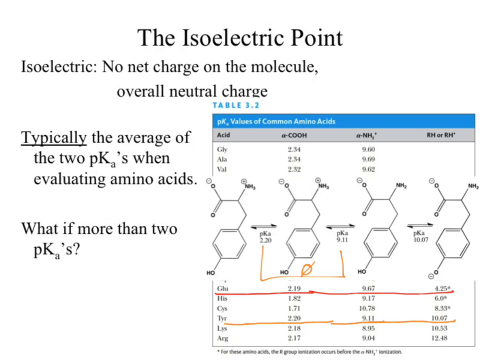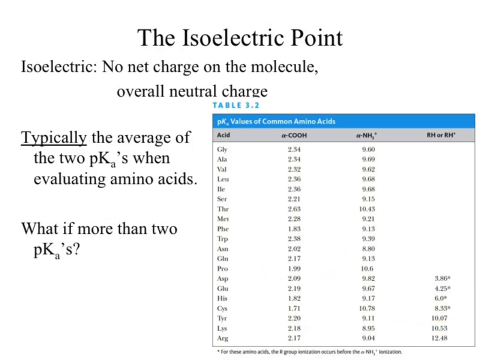Yeah? If there's 3 pKa's, are you going to tell us which pKa belongs to the R group? No, I won't. So if we go back one slide, you take a look at our R group pKa's. Why would I not tell you what our R groups are?